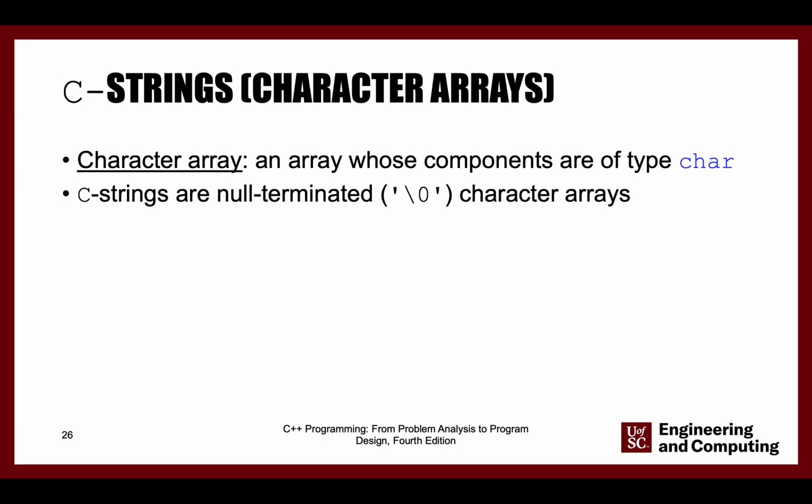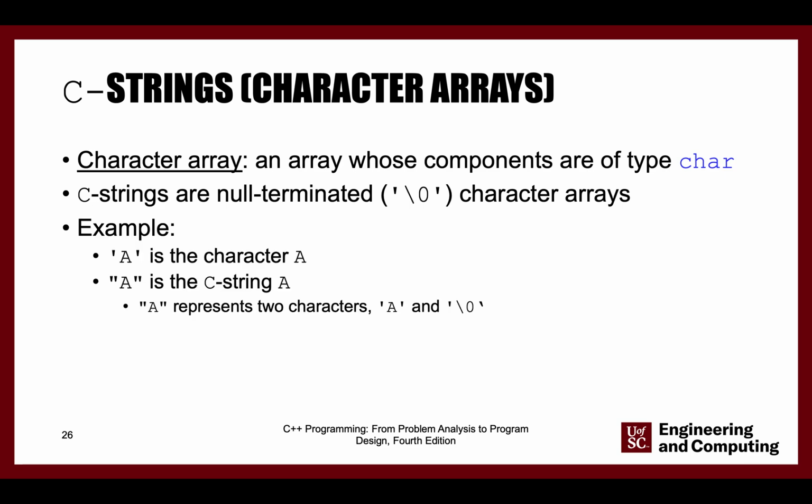So C strings are character arrays and they're one-dimensional. They are always terminated by a \0. This is the null character. Usually they're denoted by a double quote. So A is a character, double quote A is a C string. And technically what is encoded in this C string is A and this terminating character.